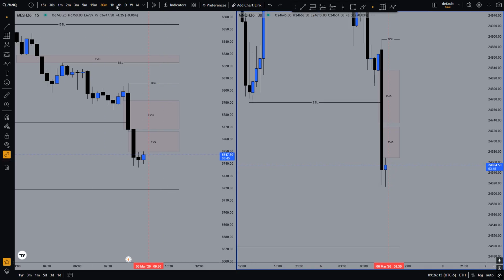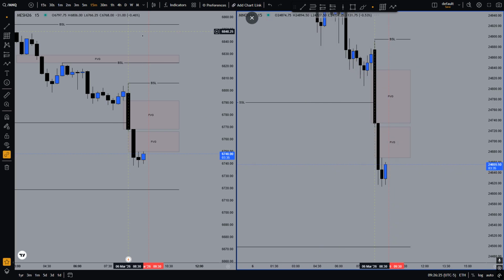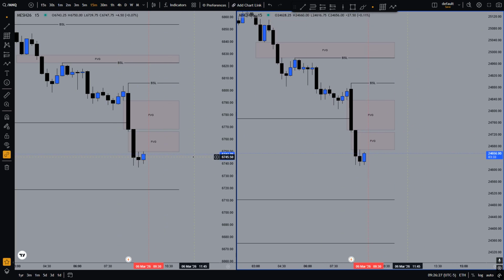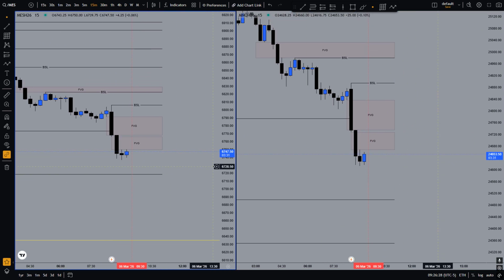I mean, if you look, what do we have? We literally just have a straight leg down. We have news that came out, and we just got a leg down that got us through sell side, and then now we're just in that range. So I want to see what these two 15-minute gaps can do, and then go from there.